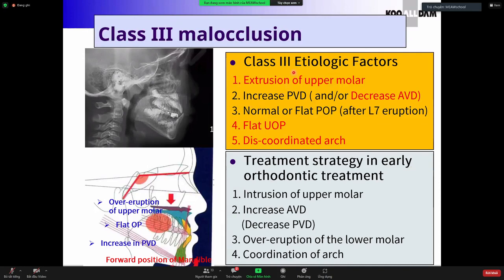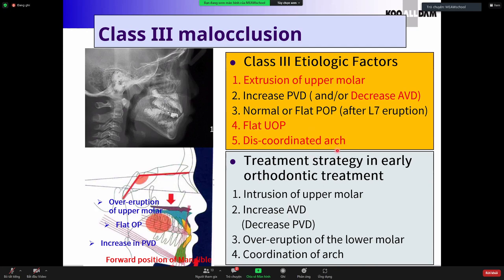So I think these are the main class 3 etiologic factors. First thing, extrusion of the upper molar. Second, increased posterior vertical dimension and/or decreased anterior vertical dimension. Third, normal and flat POP. However, we should measure this angle after eruption of the lower second premolar. And fourth, flat EOP. And fifth, uncoordinated arch.